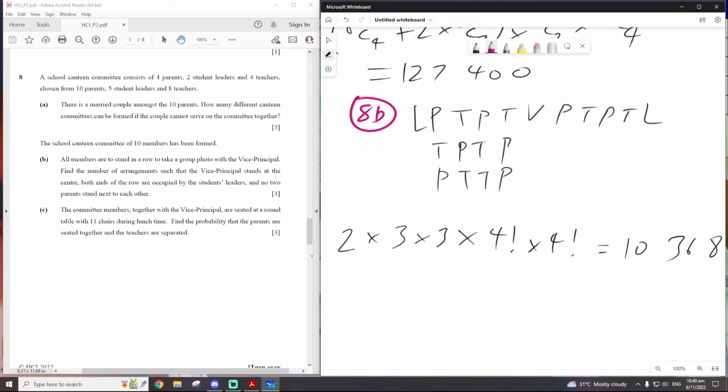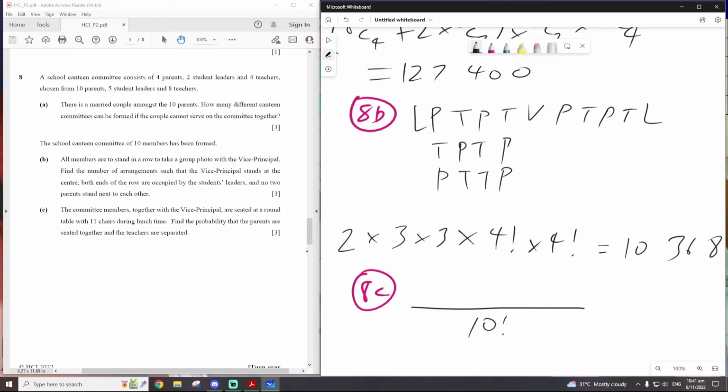They are seated at a round table with 11 chairs. Find the probability that the parents are seated together and the teachers are separated. Okay, well, how many ways are there without restrictions? Remember, the people are actually all considered different. They have different names and different identities even though they are the same sort of category class of people. So you can arrange circular permutation. The way without restrictions is 11 minus 1 factorial, 10 factorial.